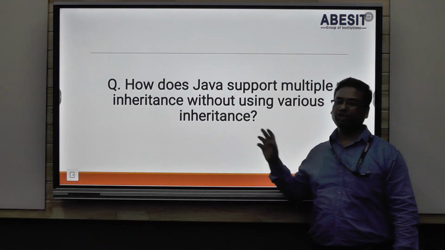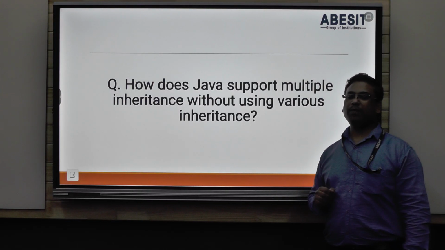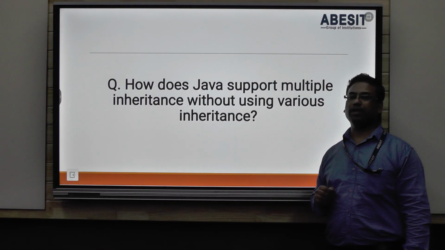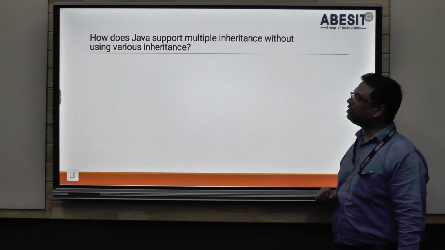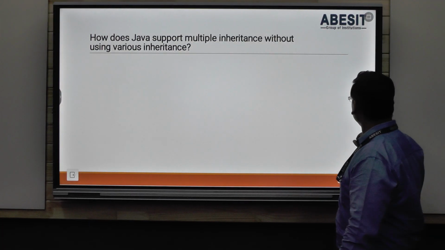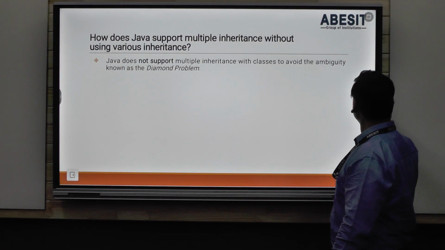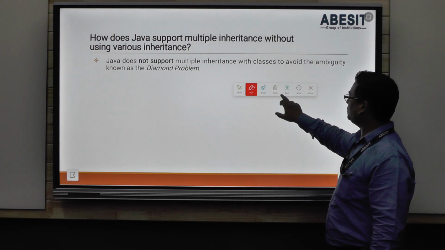This is the question of this series. How does Java support multiple inheritance without using multiple inheritance? Now we will see how to give the answer to this question. First, we have to know what is multiple inheritance.